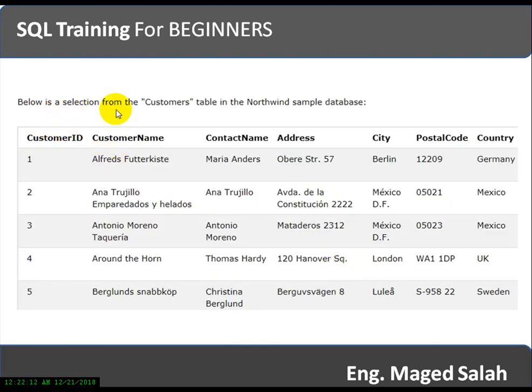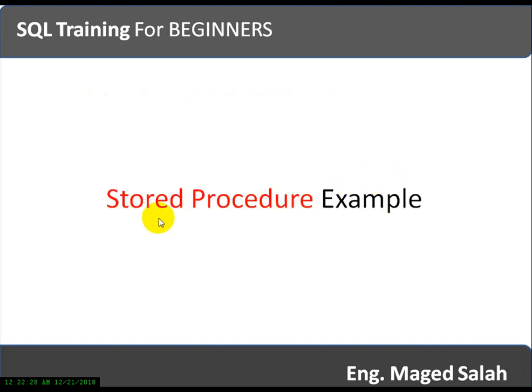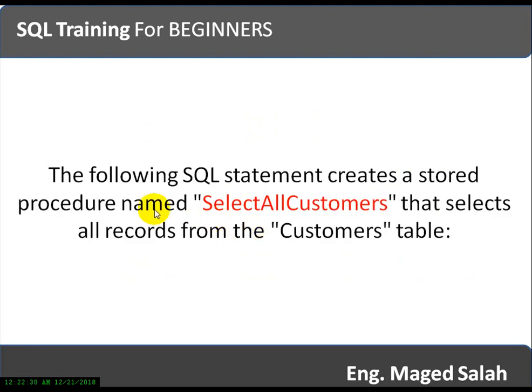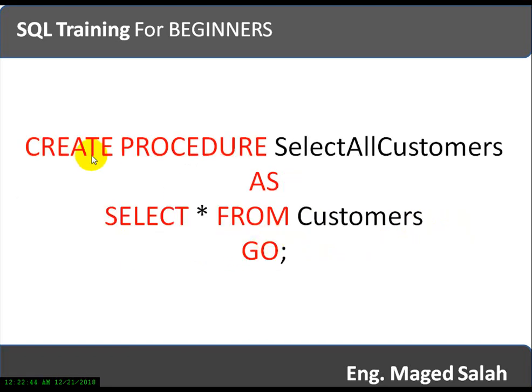Below is a selection from the Customers table in the Northwind sample database: CustomerID, CustomerName, ContactName, Address, City, PostalCode, Country. Stored procedure example: the following SQL statement creates a stored procedure named SelectAllCustomers that selects all records from the Customers table.